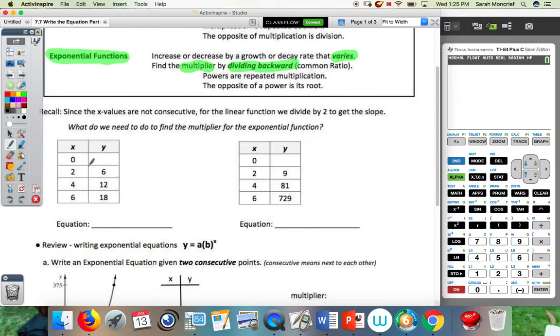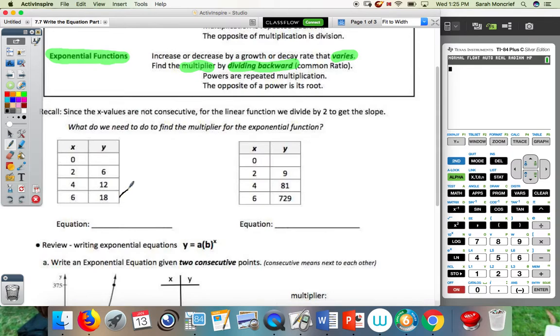All right, so let's look at this first table. Let's see if we can make an equation out of it. Let's start by seeing if it's linear first. To tell if it's linear, we're going to subtract on the y side and see if we get the same values, much like we did with arithmetic sequences. So if we subtract between these three numbers and get the same number each time, it's going to be linear.